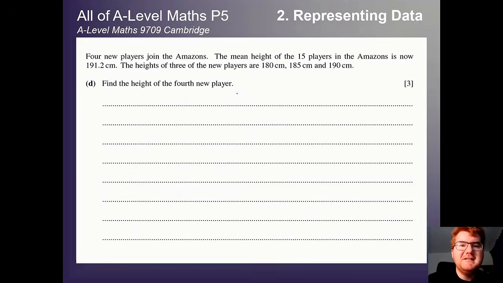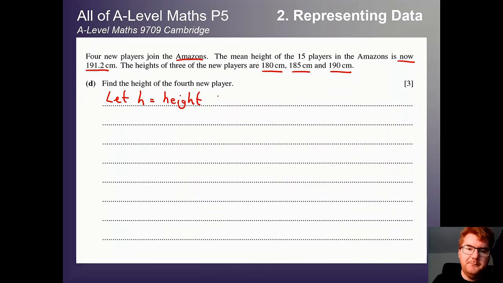Okay, and on to question D. So a nice little twist here. 4 new players join the Amazons team here, and the mean height of the 15 players, with these 15 all included together, is now 191.2 centimeters, and the heights of 3 of the new players are 180, 185, and 190. And we want to find the height of the 4th new player. So the first thing I'm going to do here is let H be equal to the height of this 4th new player.